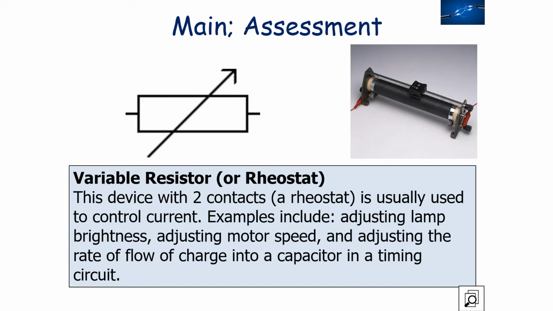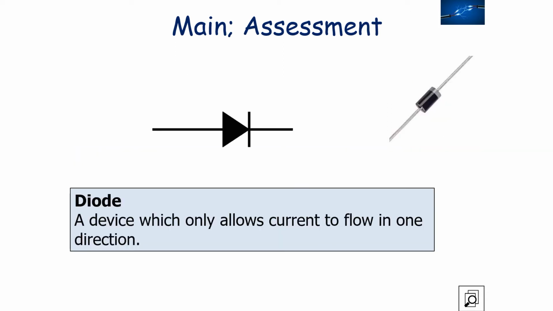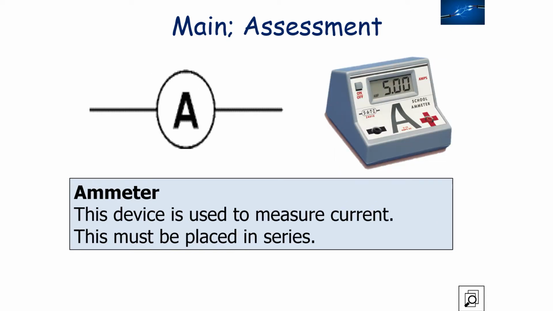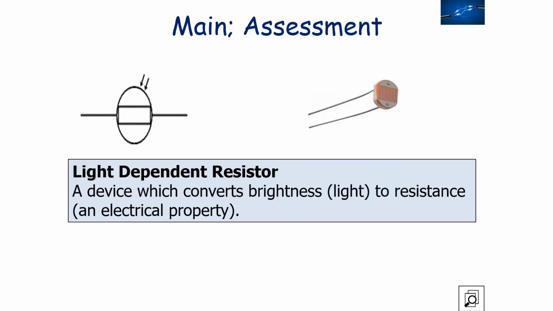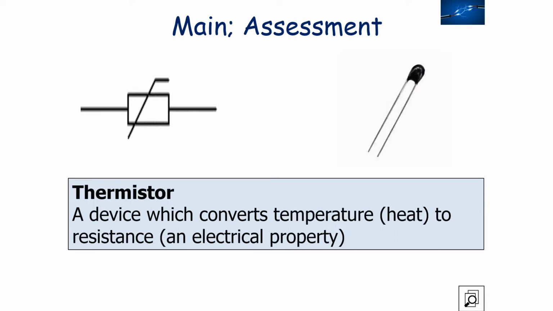You've got a variable resistor or rheostat, which is used to control the current in a circuit. You've got a fuse, which melts if the current in a device becomes dangerously high. You've got a diode, which is a device which only allows current to flow in one direction. You've got a voltmeter, which is used to measure potential difference in the circuit. An ammeter, which is used to measure current in the circuit. An LED, a light-dependent resistor, which is a device used to convert brightness to resistance. A loudspeaker, which converts the energy stored from electrical to sound. A thermistor, which converts temperature to resistance.